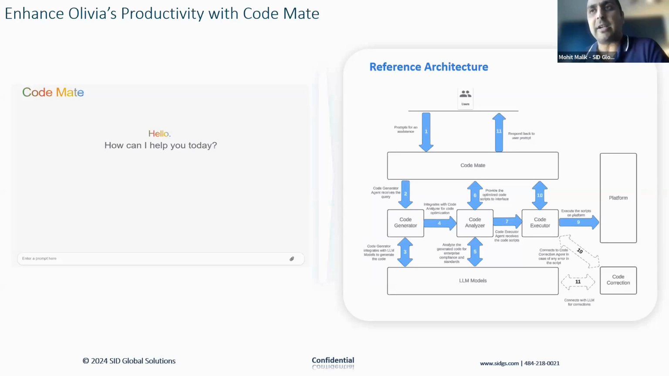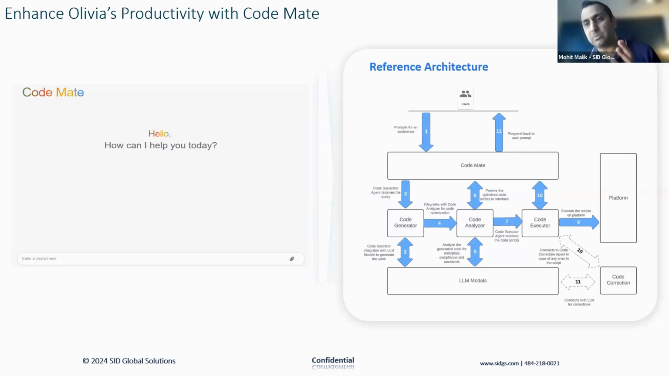Once the code is generated, we have another agent called the code analyzer, which takes the input from the code generator and analyzes it based on your enterprise standards, compliance, and best practices. Every enterprise has its own standards, practices, and compliances when it comes to technical application development. So the code analyzer can be trained on your enterprise standards so that once it analyzes the code generated by the code generator, it provides you recommendations and actionable insights for areas of improvement.